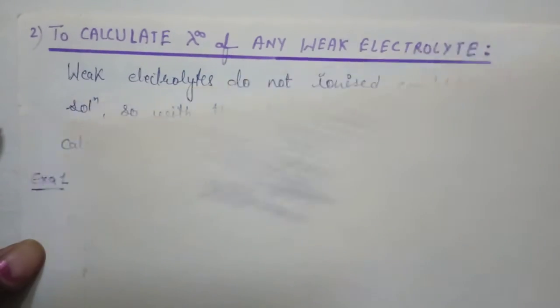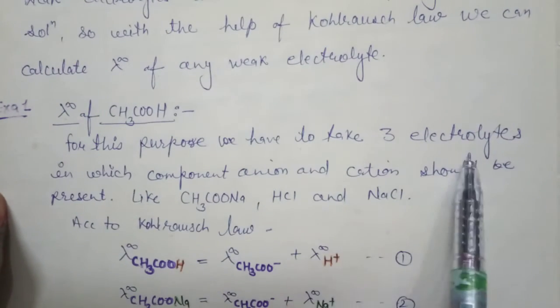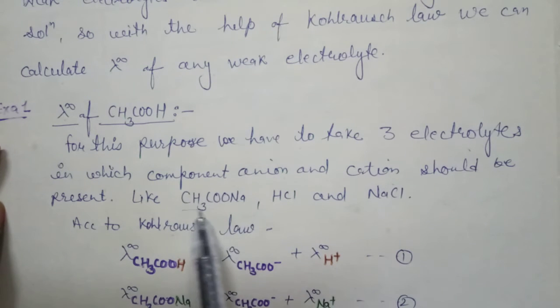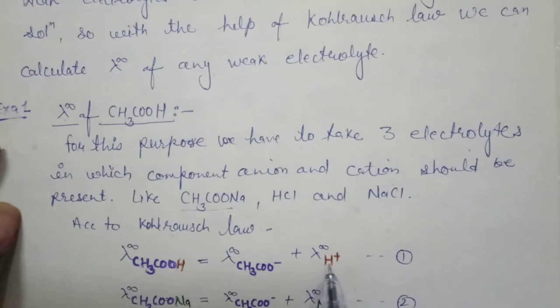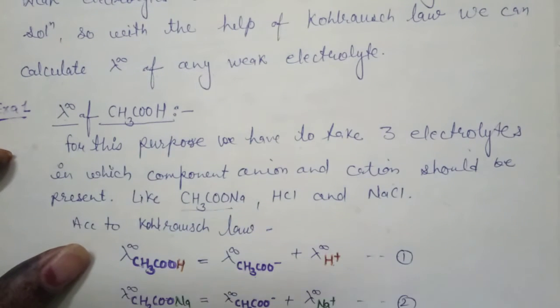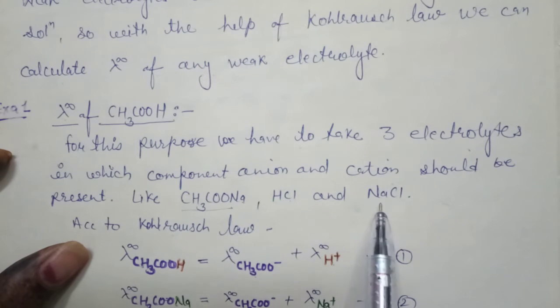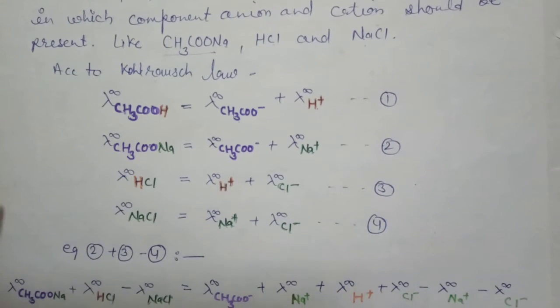For example, here for CH3COOH we have to take 3 electrolytes in which component anions and cations are present. In acetic acid, CH3COO minus and H plus ions are present. With the anion, Na plus, and with the cation, Cl minus, we can attach, and the third one is NaCl. So according to Kohlrausch law, 4 equations are obtained.